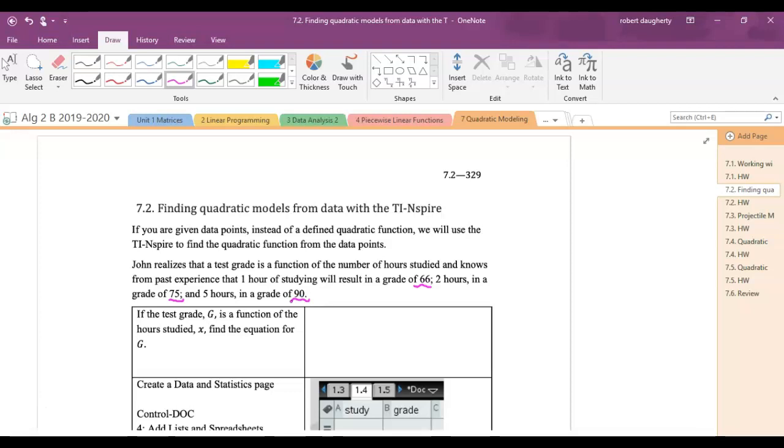So we're modeling this with a quadratic. What's happening here is, if I study 1 hour, I get a grade of 66. 2 hours, I get a grade of 75, and 5 hours, I get a grade of 90. These are 3 points. What do you think I'm going to do with these 3 points? I'm going to plug these in the calculator and find the parabola that goes through these 3 points.